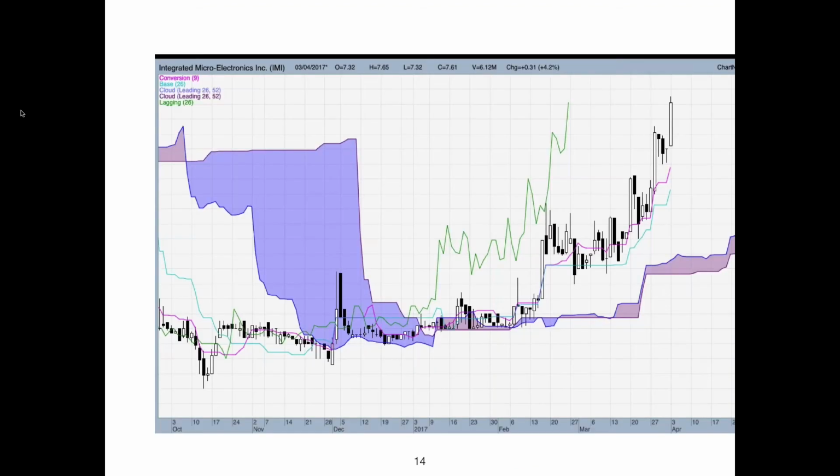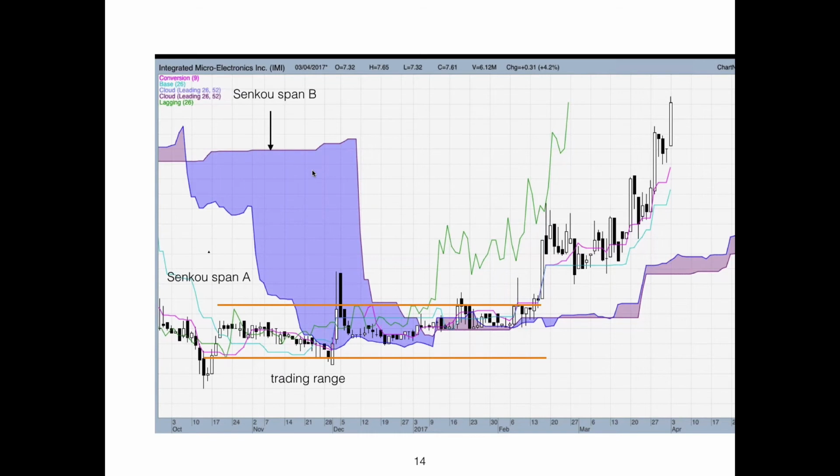Now let's talk about IMI more closely. IMI had been stuck in a trading range since October 2016 until February 2017. The Chikou Span was inside this trading range for 5 months. The prices were below the very thick Kumo, which shows a strong resistance. The Kumo was bearish because Senkou Span B was above the Senkou Span A.